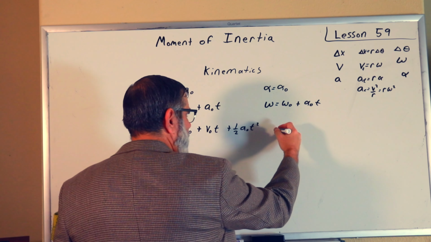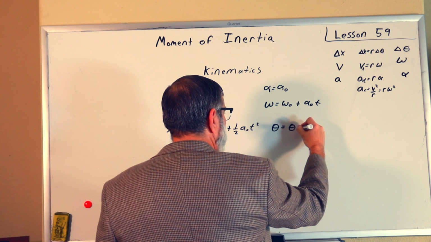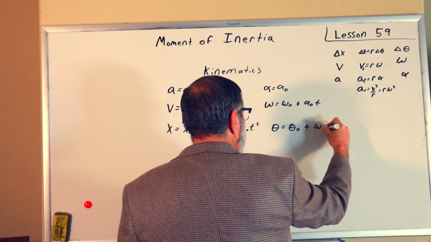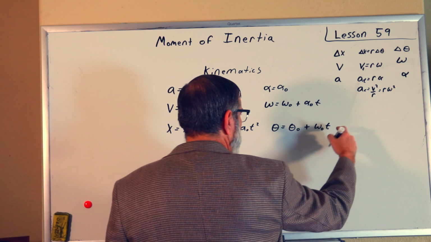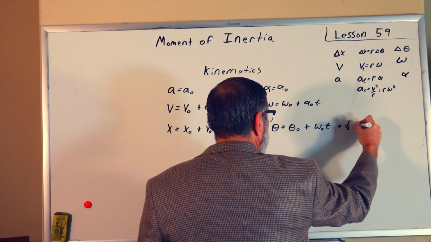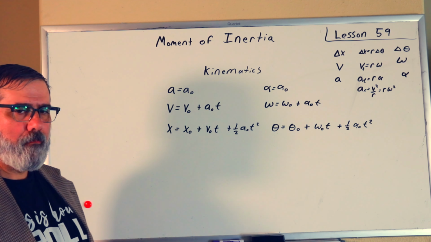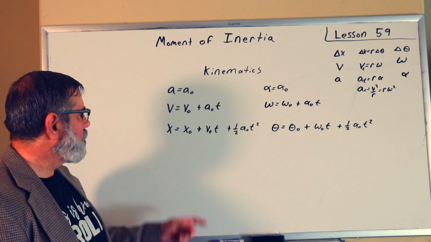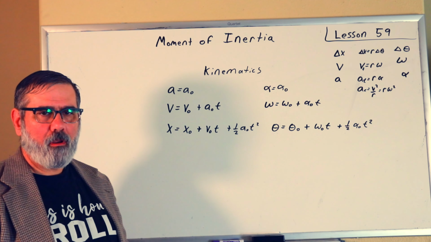The analogous kinematic equation for angular components would be theta equals theta naught plus omega naught times t, that's the initial angular velocity, plus 1/2 alpha naught times t squared. And so you can solve a whole host of kinematic problems for angular motion in the same way that you did for linear motion.